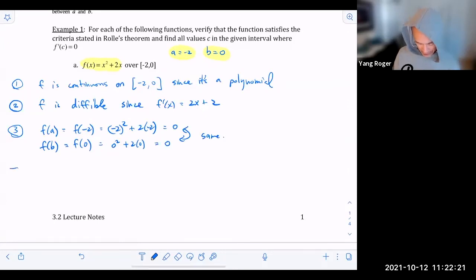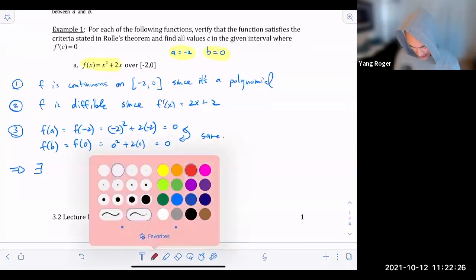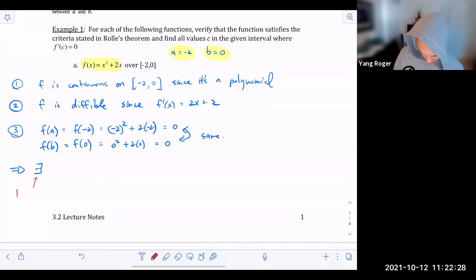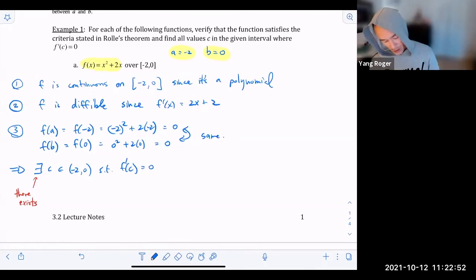Then the conclusion is there exists, this backwards E means there exists. I was supposed to teach you that in the 1.7 section that we haven't done yet. This means there exists. So there exists a c inside my interval from -2 to 0, such that f prime of c is equal to 0. So in this question, they want me to find these values of c.